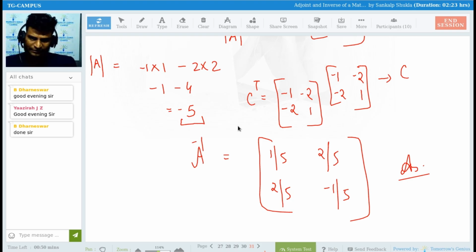In this manner you have to find inverse. Inverse is clear, formula is clear. Now Harimesh, I will tell you how to find the determinant of a 3 cross 3 matrix. Anybody wants to note this down? Still I am giving you 1 minute. If anybody wants to note it down, yes, you can note.